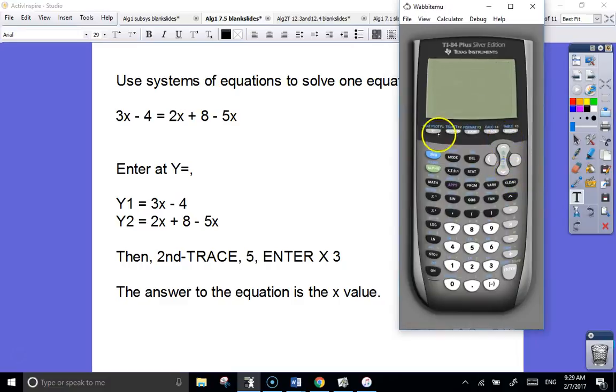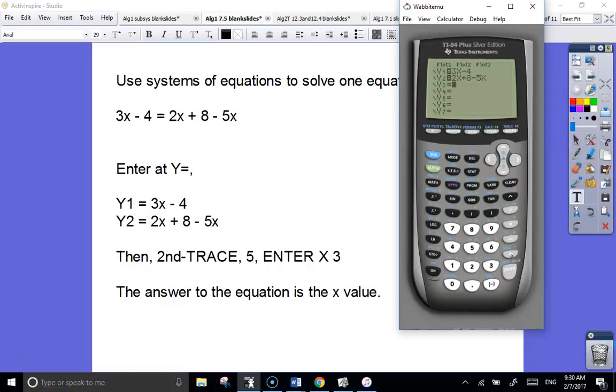So clear. Watch this. Y equals 3x minus 4. Okay. Clear the memory. Second plus 712. So you should have this on the first two lines, just like I've got it right there. The left-hand side equals the right-hand side.